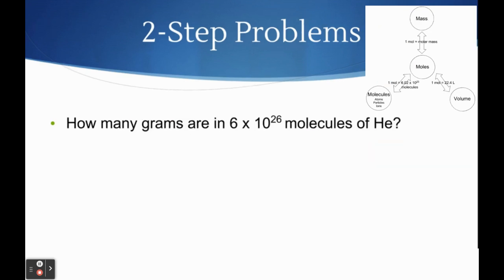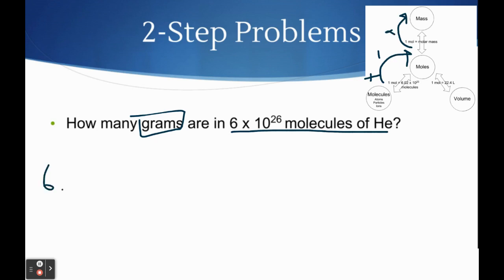All right, and our last example problem says how many grams are in 6 times 10 to the 26th molecules of helium. Given information is 6 times 10 to the 26th molecules of He. We're looking for grams. So here we're starting off at molecules. So step 1 is to go from molecules to moles. Step 2 is to go from moles to mass. So 6 times 10 to the 26th molecules of He.